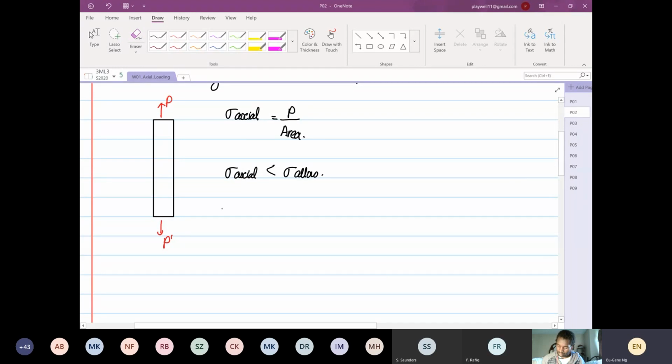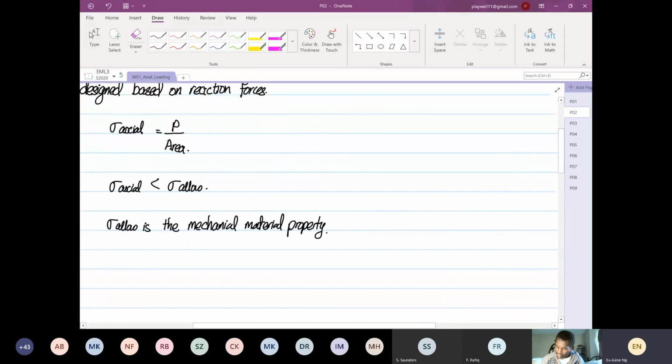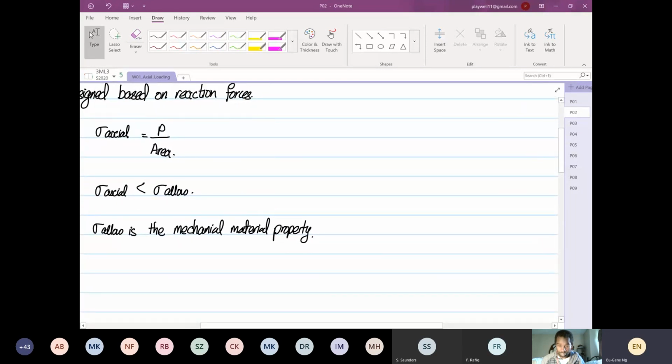And the allowable stress is the material property, the mechanical material property. Okay, so that's how you calculate your allowable stress. Okay, so if I were to draw a stress strain curve, we will draw the stress strain curve over here.